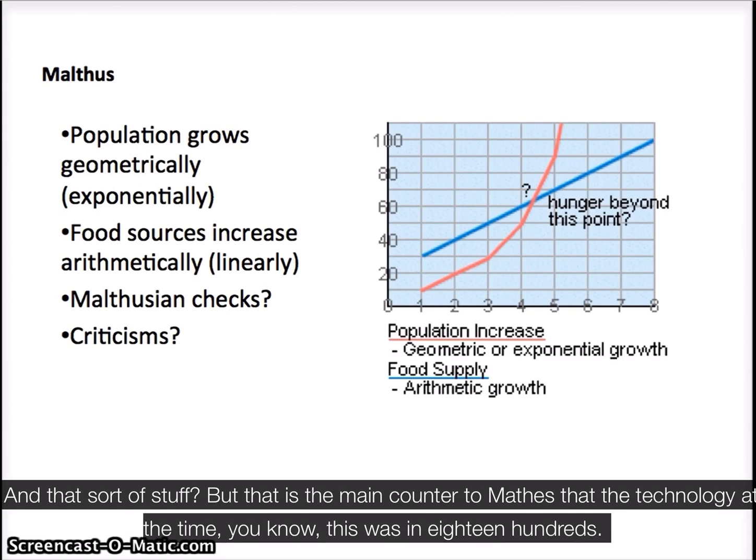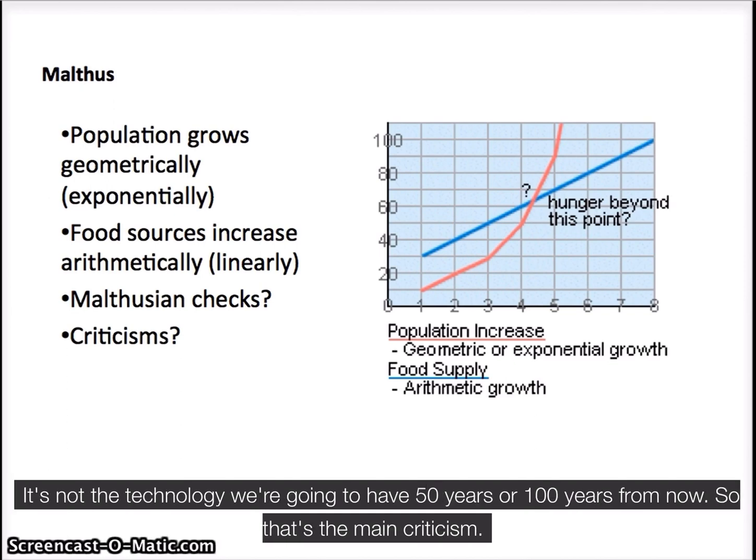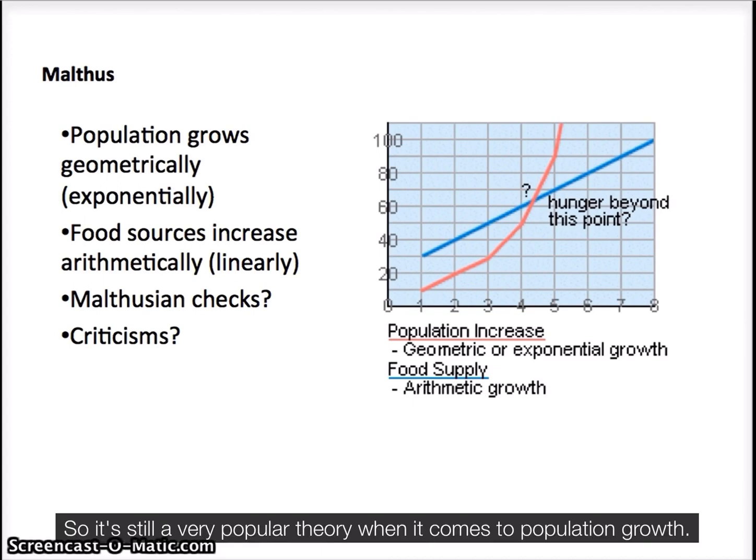That the technology at the time, this was in the 1800s when he put this theory together, is not the technology that we have now. It's not the technology we're going to have 50 or 100 years from now. So that's the main criticism. But there's still many people that believe in this theory, and they are called Neo-Malthusians. So it's still a very popular theory when it comes to population.